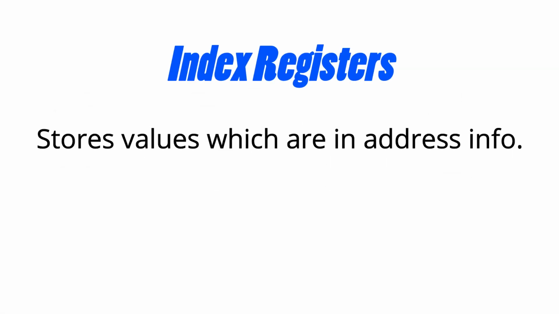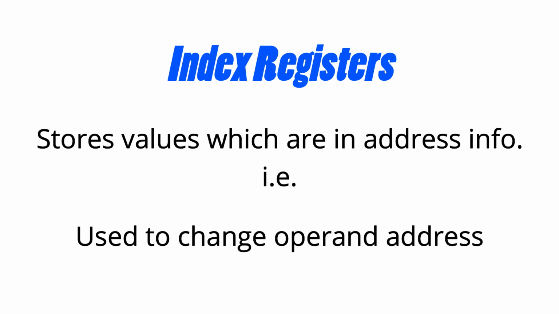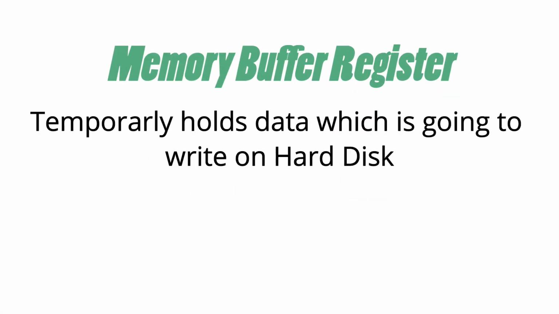Next are index registers, which store values and numbers in the address information and transform them into effective addresses. That is, in simpler terms, they are used to change the operand address at the time of execution. Memory buffer registers are responsible for holding the data which is going to be written to the secondary memory of the system, like the hard disk.